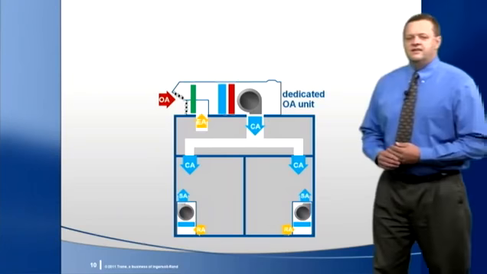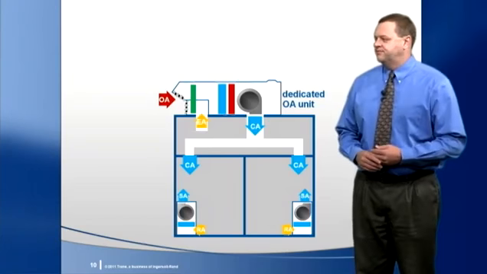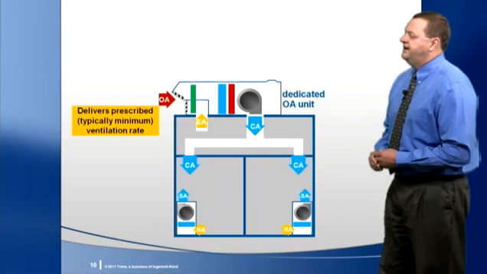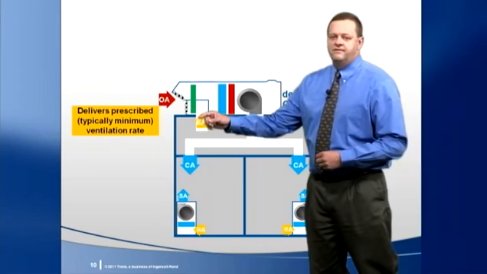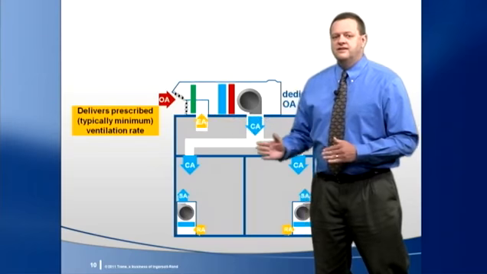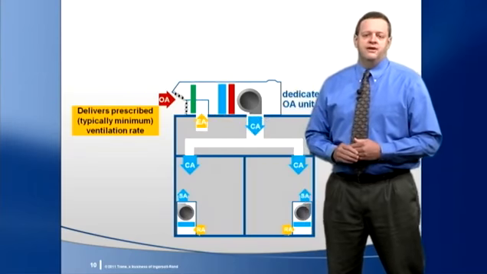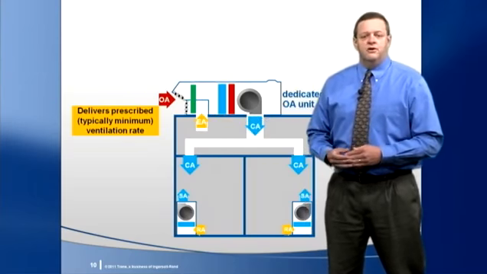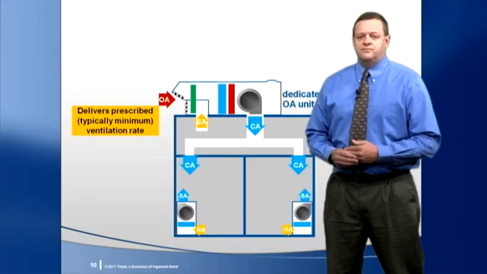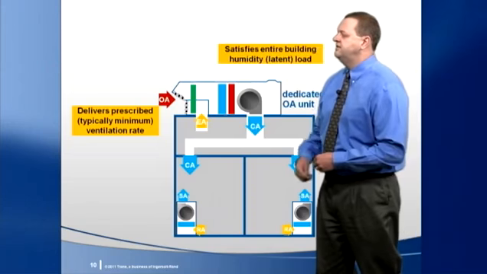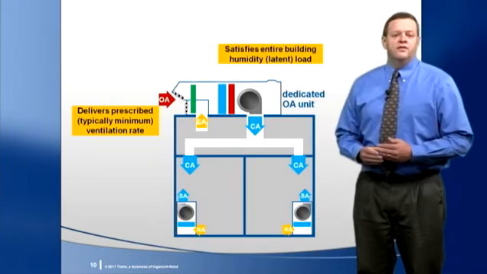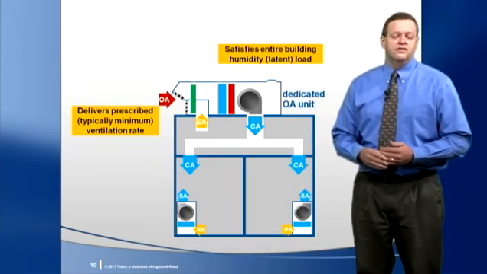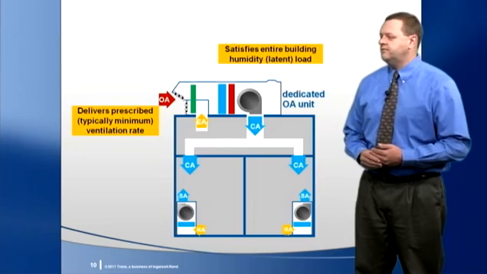Let's use this schematic to better understand this definition. First, a dedicated outdoor unit is sized to deliver the amount of outdoor air prescribed for ventilation. Now, typically, this is just the minimum quantity of outdoor air required by the building code or ASHRAE Standard 62.1. Second, this unit is used to dehumidify the outdoor air to satisfy some or all of the building latent load. I'll talk more about this in a little bit.